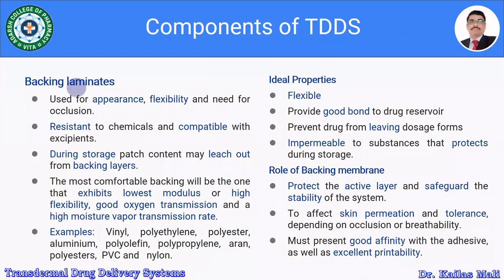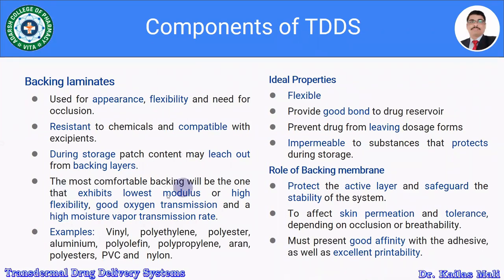Backing laminates. It is used for appearance, flexibility, and a need for occlusion. It is resistant to chemicals and compatible with the excipients. During the storage, patch content may leach out from the backing layer. So whatever material we are selecting for making the laminate is very important. There may be chances of leaching of the patch content during the storage from the backing layer.